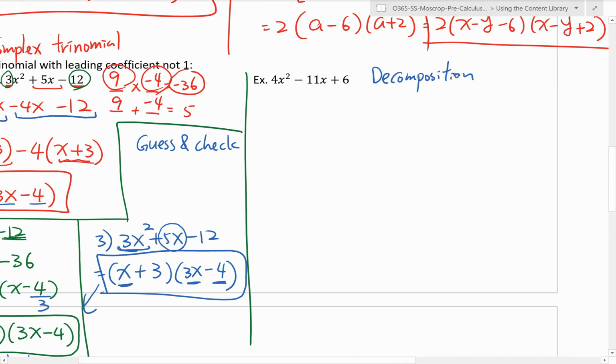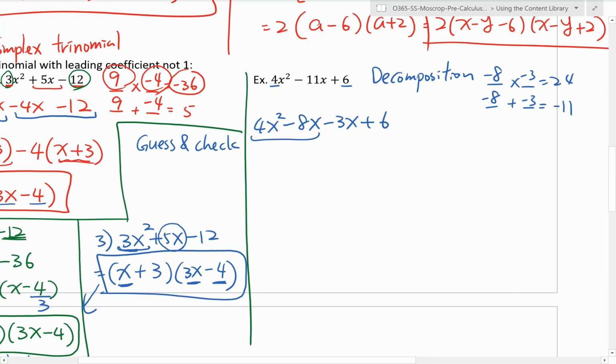Okay, so what you do, again, first, always look for greatest common factor. There's none here. So what you do with decomposition is you go 4 times 6, which is 24. So then you're looking for two numbers multiplied to 24, and the same two numbers add up to negative 11. And these two numbers are negative 8 and negative 3. Okay, so now we can decompose the middle term of negative 11x into negative 8x minus 3x plus 6.